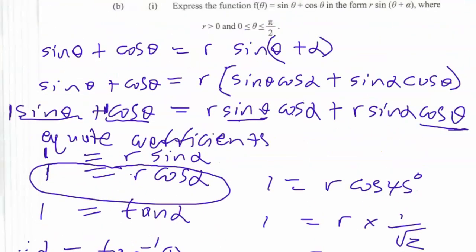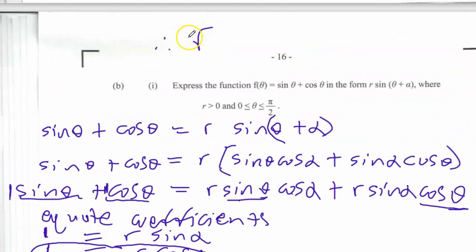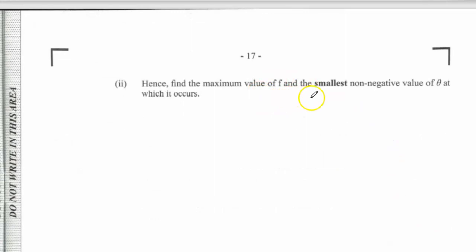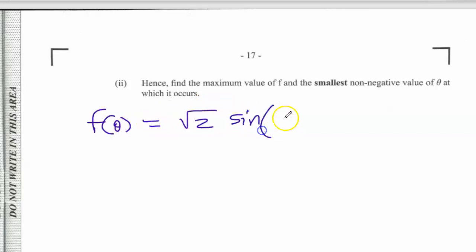So therefore the function f theta can be written as, now r is root 2, root 2 sine theta plus alpha, and we have found alpha as an angle in radians. Alpha is pi over 4 radians, which is equivalent to 45 degrees. Okay, let's see what else we're asked to find. Hence find the maximum value of f and the smallest non-negative value of theta at which it occurs. So let's rewrite it. f theta was equal to root 2 sine theta plus pi over 4.